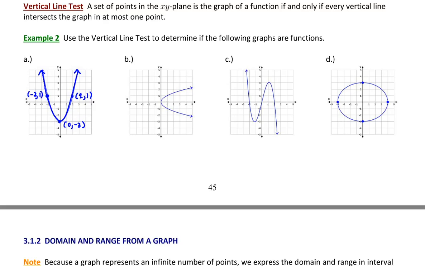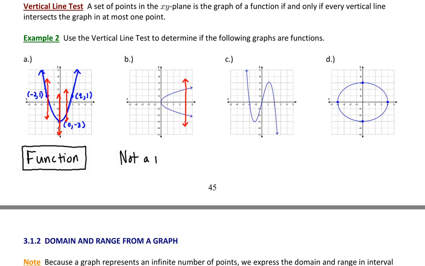We want to use the vertical line test to determine if it's a function. So we're going to construct several vertical lines, remember vertical means up and down, to see if we can intersect that graph in more than one point. And notice, no matter how I construct my vertical line, each one only intersects the graph in a single point. That means this is a function. It passes the vertical line test. But notice in the next example, I can find a vertical line that intersects the graph very easily in more than one point. Because it intersects in more than one point, we say this is not a function. It fails the vertical line test.